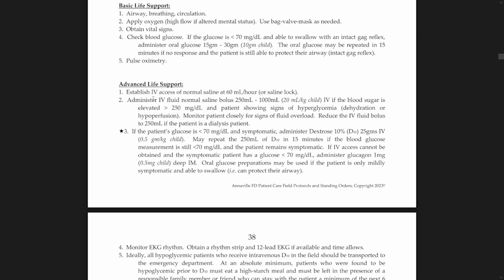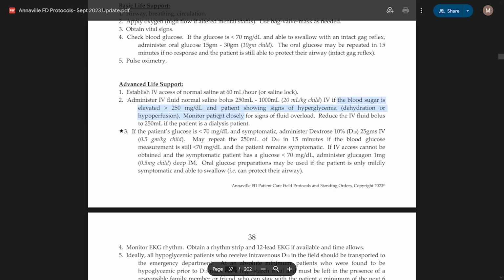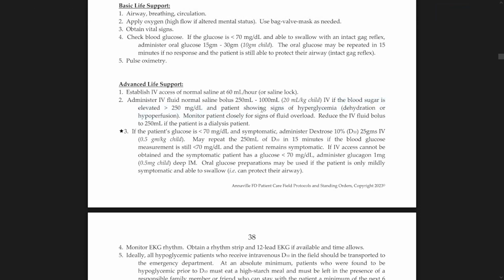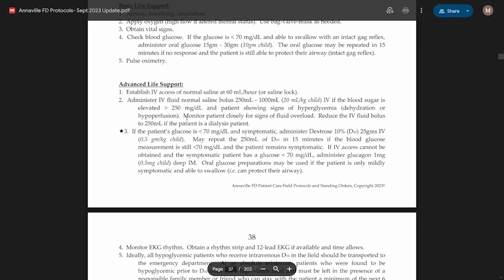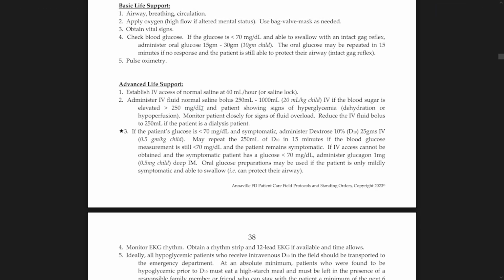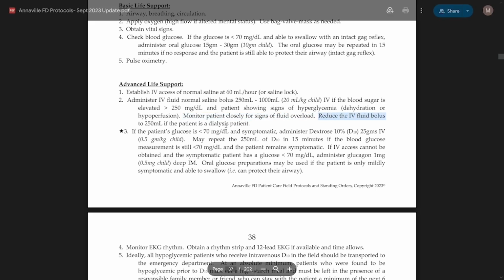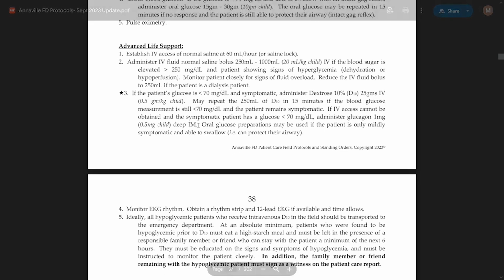Now, if you're an ALS unit, you want to establish IV access, and then afterwards you can administer saline if necessary, if the blood sugar is elevated greater than 250 units and the patient is showing signs of hyperglycemia. It can cause dehydration or hypoperfusion. So basically, if you have a patient who has an elevated blood sugar, you can administer saline. That's a useful thing to do. Monitor the patient closely for signs of fluid overload. Reduce the IV fluids if the patient is a dialysis patient.